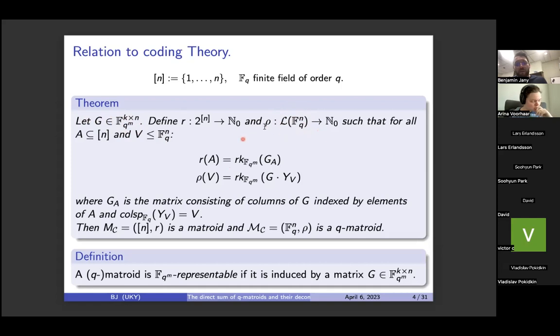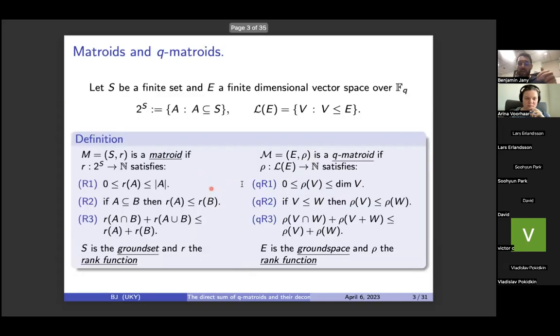And so the rank of a subspace V of F_q^n will just be the rank of the product between my matrix G and a matrix whose column space is equal to V. I'll go over a little example afterwards so we can see a nice picture of what's happening here. One can check, and that's what Jurrius and Pellikaan showed, that this rank function really satisfies all three axiomatic properties of a rank function of a q-matroid.